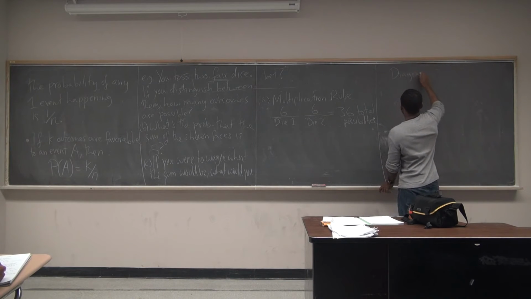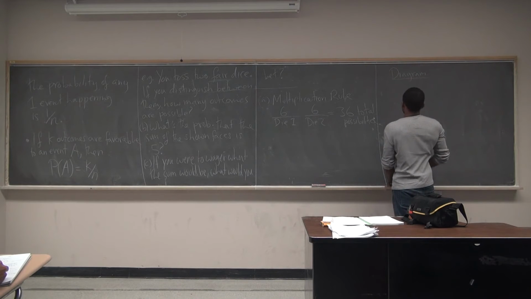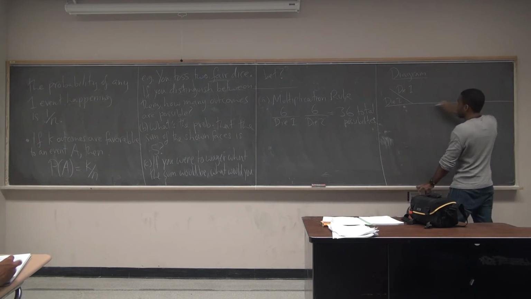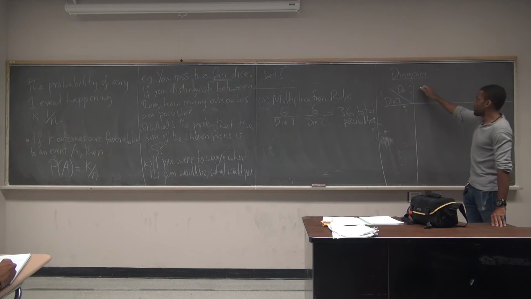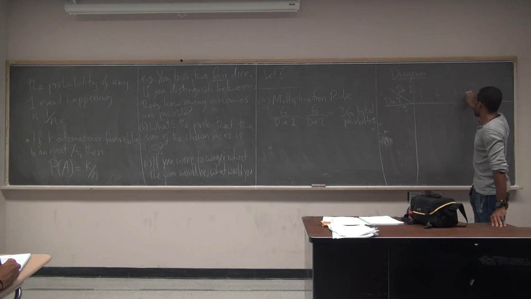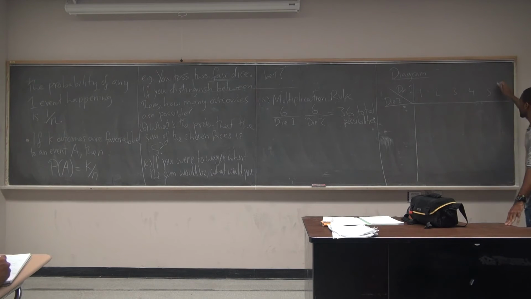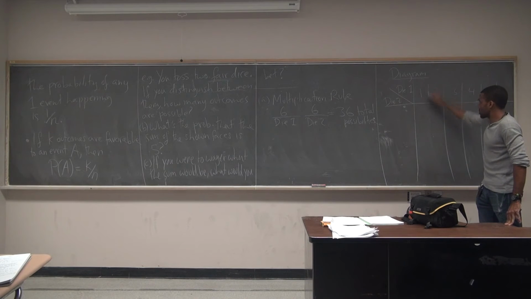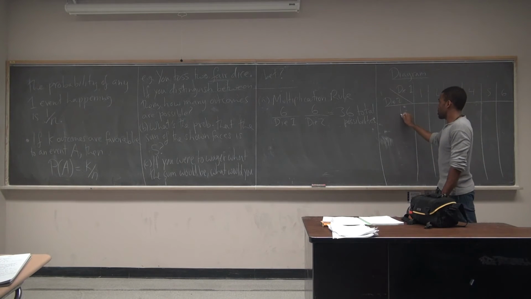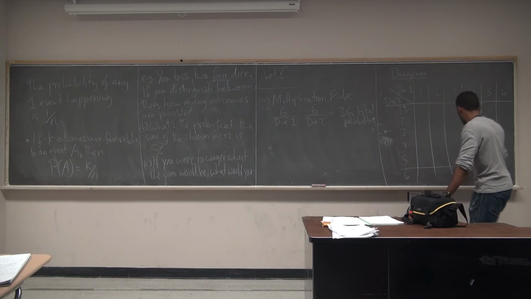Into a diagram. So here's the diagram. There's die 1 and there's die 2. And now we're going to list all possibilities for each. So for die 1, it can be a 1, or a 2, or a 3, or a 4, or a 5, or a 6. For die 2, it can also be a 1, or a 2, or a 3, or a 4, or a 5, or a 6.